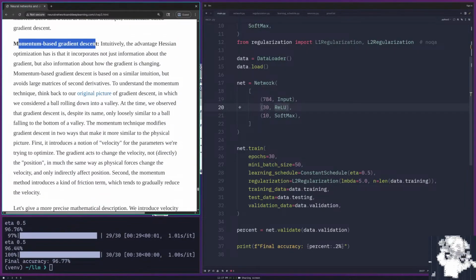Momentum-based gradient descent. Intuitively, the advantage of Hessian optimization is that it incorporates not just information about the gradient, but also information about how the gradient is changing. Momentum-based gradient descent is based on a similar intuition, but avoids large matrices of second derivatives.